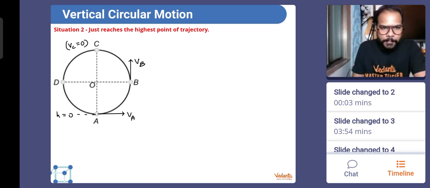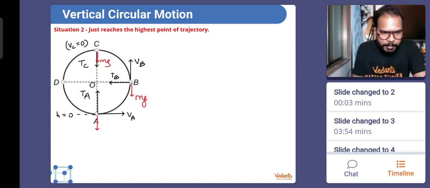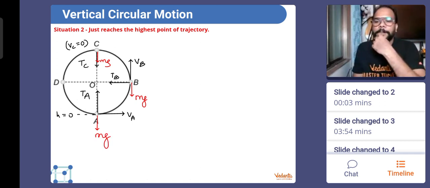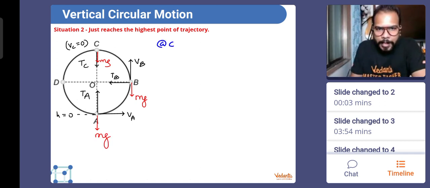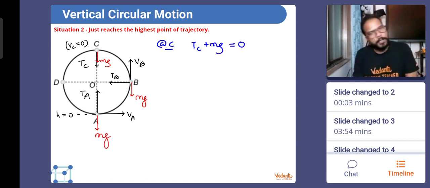So everyone, tension बिल्कुल नहीं है लाइफ में. ऐसी सिचुएशन समझ में आ जाए तो कोई टेंशन नहीं है ना. तो ये है टेंशन एट A, टेंशन एट B, और ये है टेंशन एट C, और mg. This is mg, this is mg, and this is mg. Okay, so at c tc plus mg equal to 0. मतलब क्या, ये तो ये बन गया tc plus mg equal to 0 आ गया.